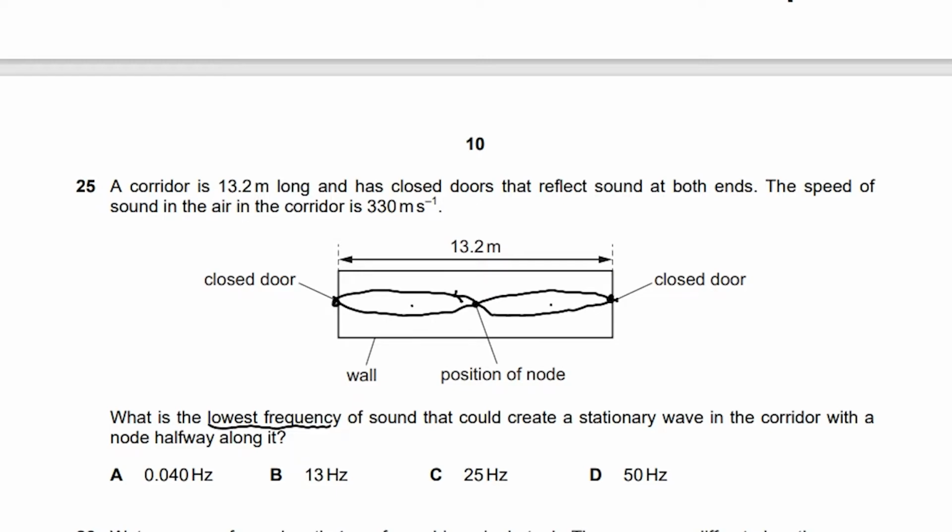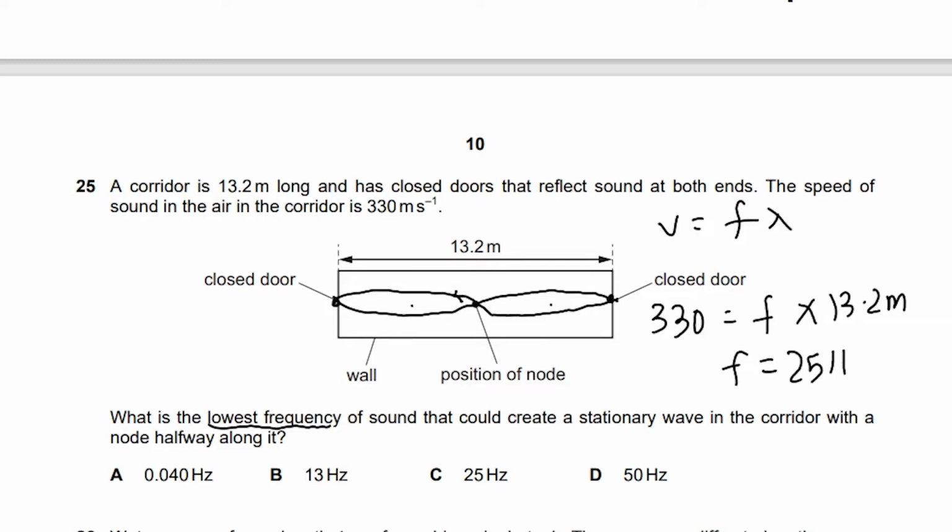Now we have to find that lowest frequency, and the formula is V is equal to F lambda. Speed is equal to frequency multiplied by wavelength. Since this is one wavelength, this length, this means that the wavelength is 13.2 meter. So 330 is equal to frequency multiplied by 13.2 meter, and 330 divided by 13.2 is 25 hertz. So the frequency is 25 hertz. C is the correct answer.